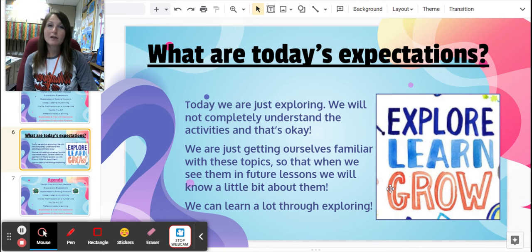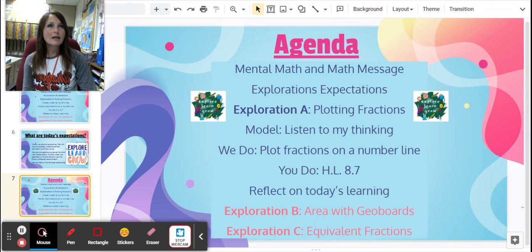So today we're exploring. This does not mean we need to be experts at these things. Now with the fractions, we should be pretty good at it because we've talked about fractions on a number line many times. But these are going to be helpful for later lessons, going into 4th grade and later in 3rd grade. So let's talk about exploration A.